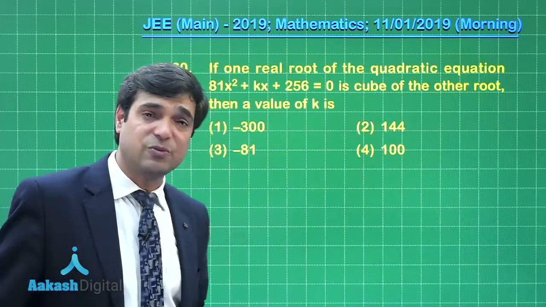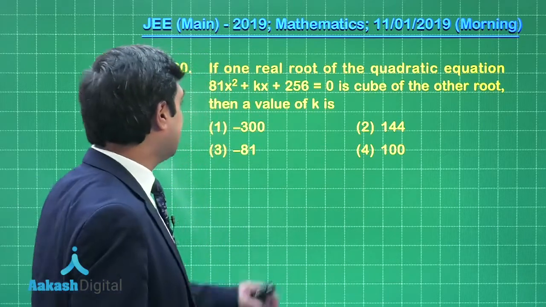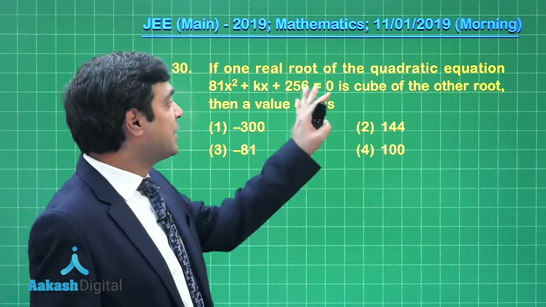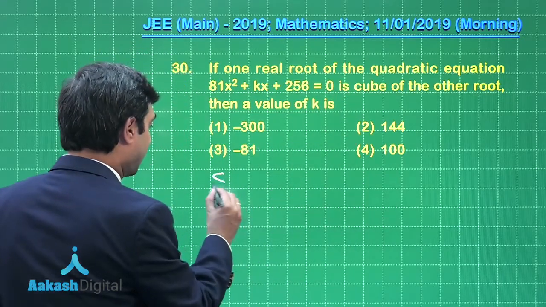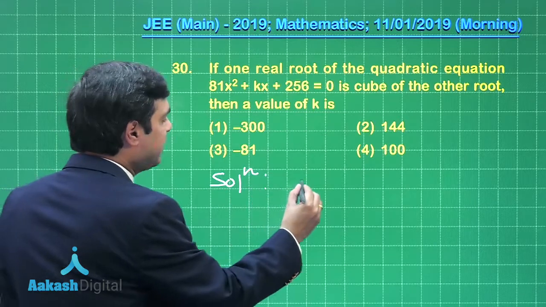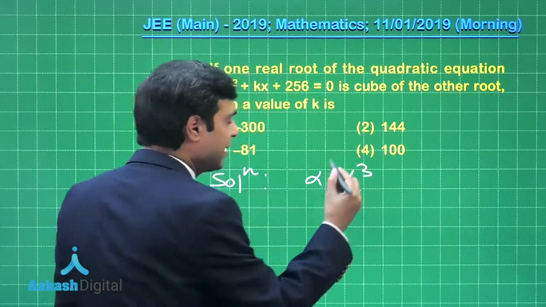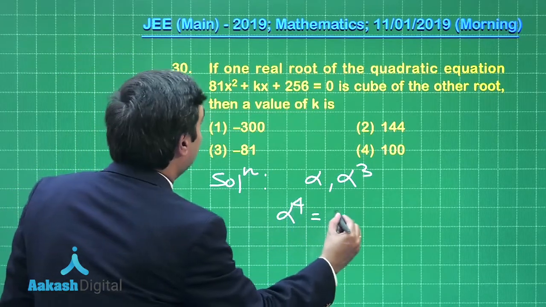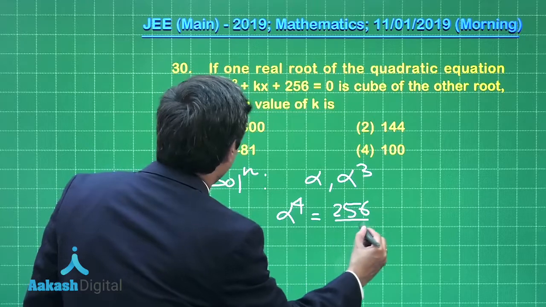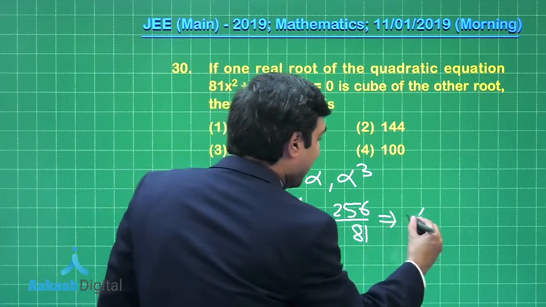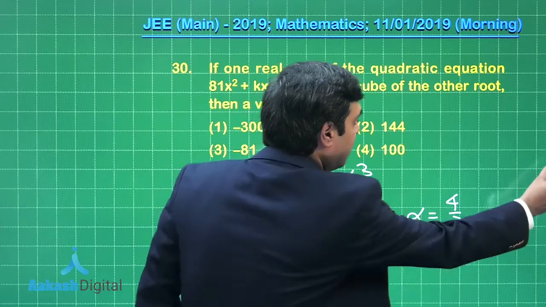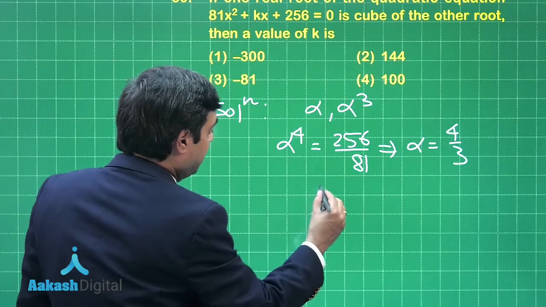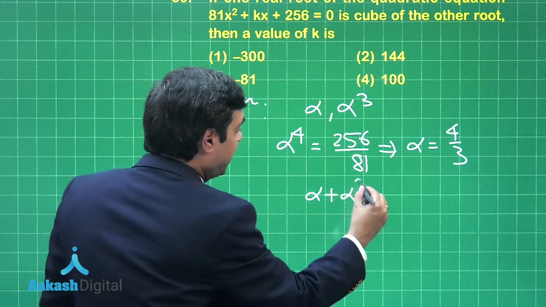Let's move on to the last question of this paper, that is question number 30. If one real root of the quadratic equation which is given to you here is cube of the other root. So let's start it. Let's say one root is alpha, so obviously the other root is alpha cube, right. Now you can see the product of the roots, that is alpha 4, is 256 by 81, giving me alpha as 4 by 3.